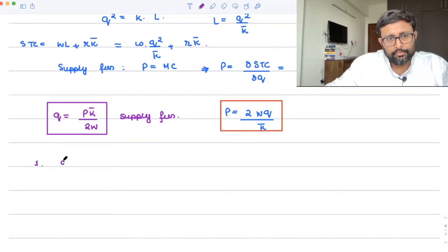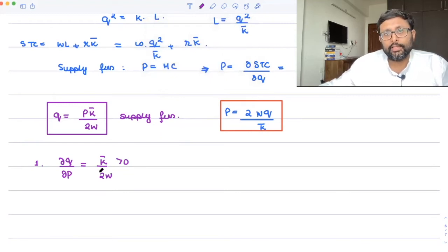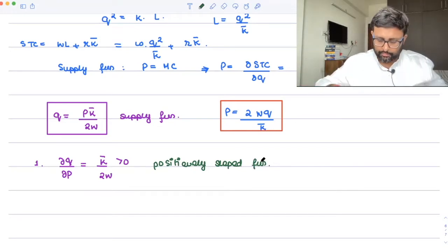One, del Q by del P is K bar upon 2W, which is positive. That would mean that the supply function is positively sloped. That is, as price increases, quantity supplied is also going to increase. So it is a positively sloped function.